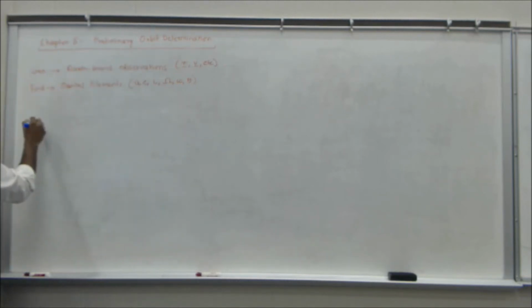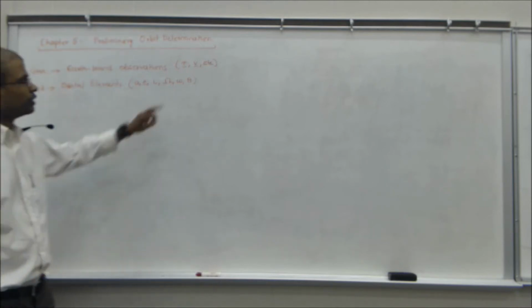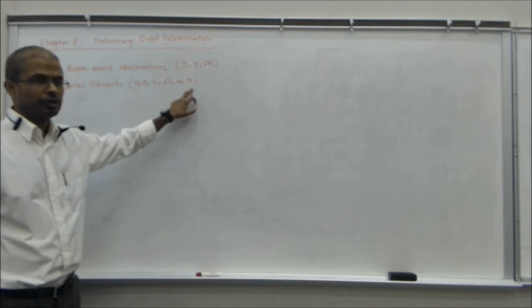The first orbit determination problem was, given R and V, you could calculate all of these. Okay.